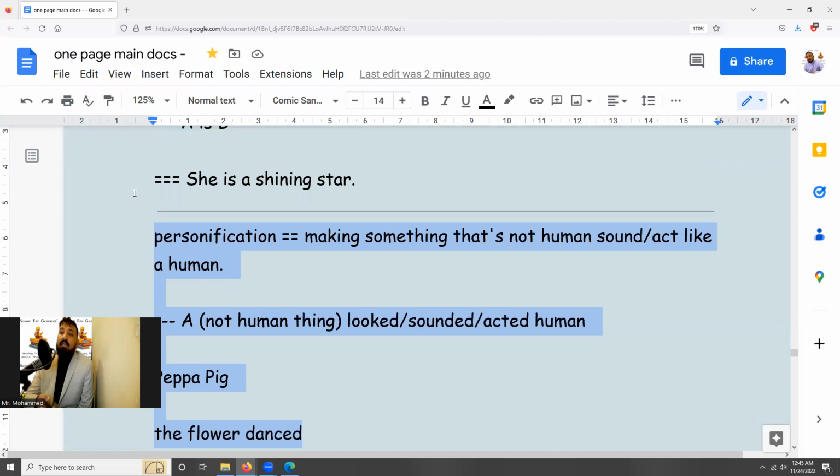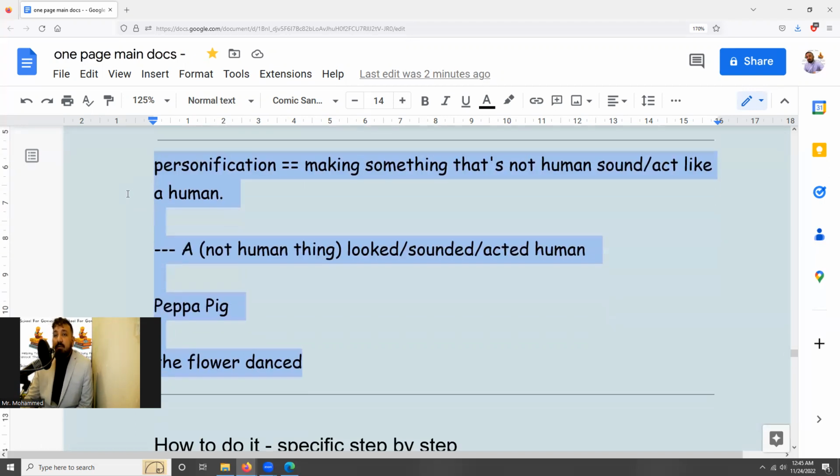Okay, so it would be A, that is the not human thing looked, sounded, or acted human, yes, described in a human way. Now, the really easy way to think about this is just think about cartoons. When you have a pig, like Peppa Pig, that speaks and talks, that's personification. Or think about in a cartoon when they have a flower dancing.